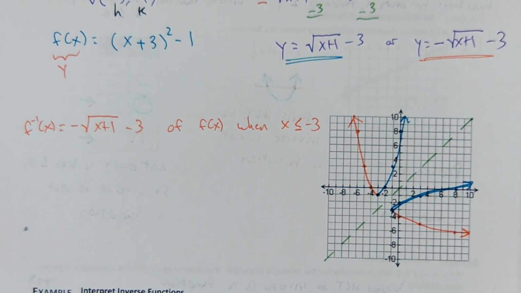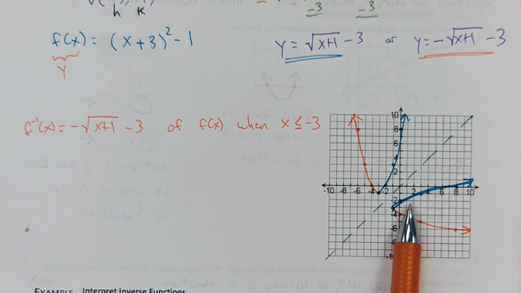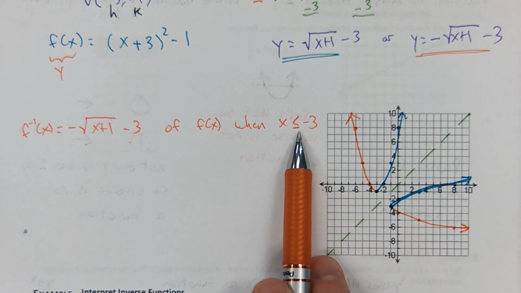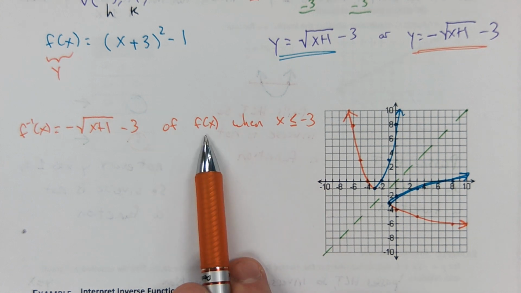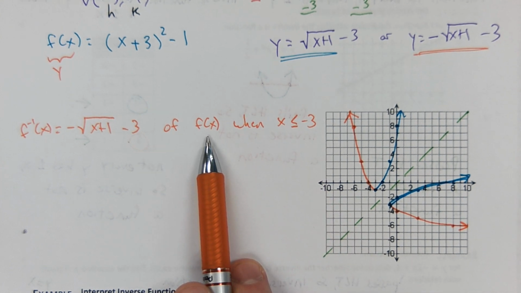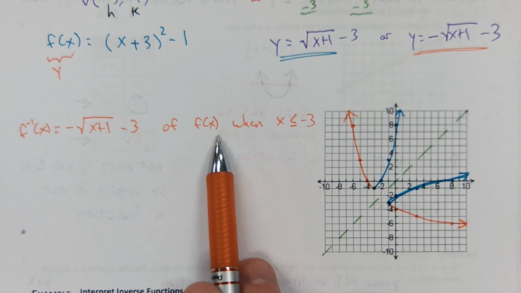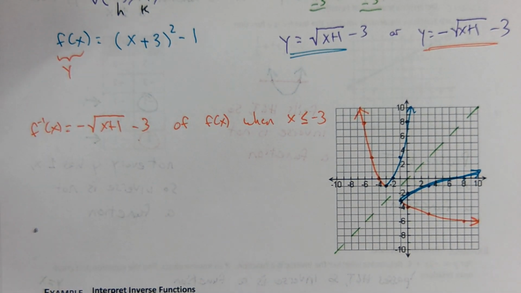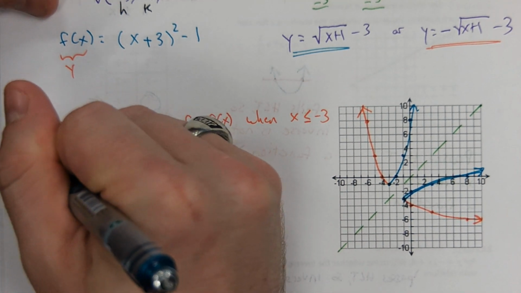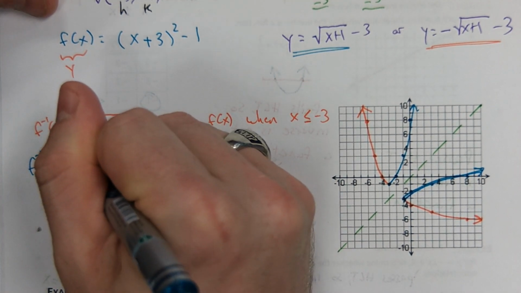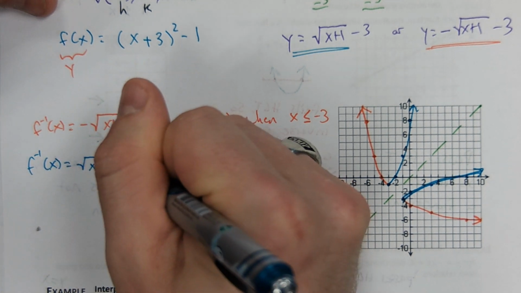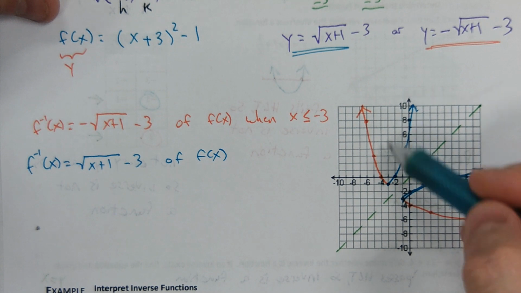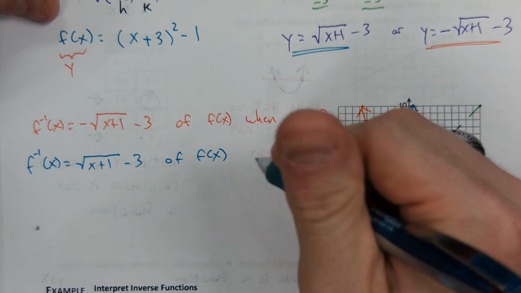Let's be really clear here, though. This graph isn't using this domain restriction. This is a domain restriction of the original parabola. I'm saying the left half of the parabola is this orange graph. And then I could say that the right half of the parabola is the positive square root graph. And the right half requires x to be larger than -3.